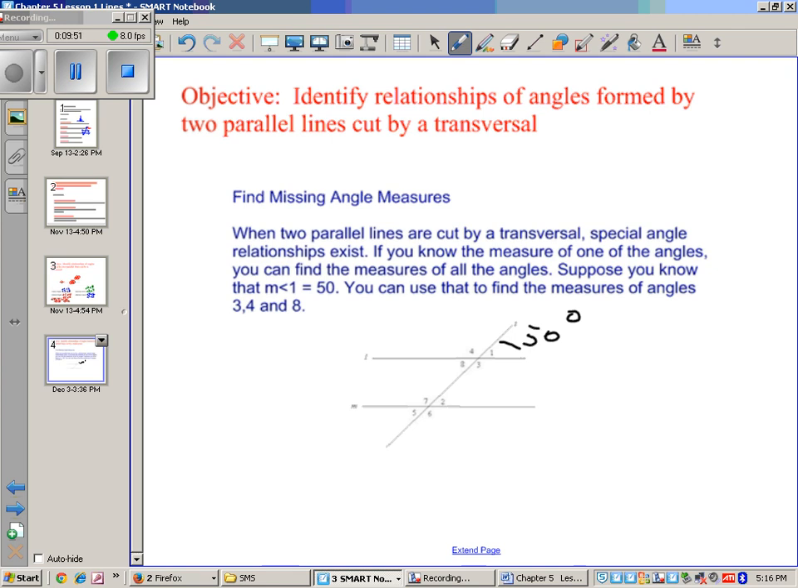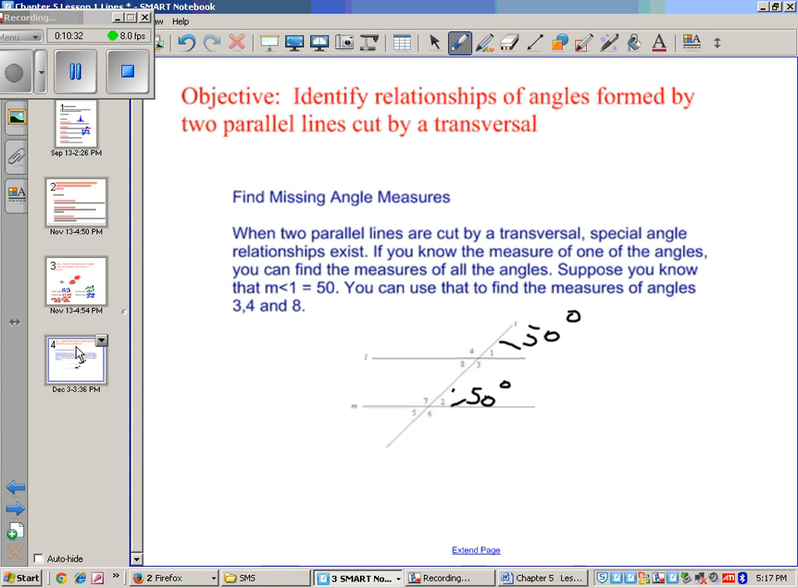With one angle measurement, we can actually find all of angles 1 through 8. Which one do we work on first? We can work on corresponding angles, which we just did. What would be the corresponding angle for angle 1 here would be angle 2. Angle 2 is 50 degrees. That's corresponding to angle 1. Angles 1 and 2 are corresponding angles. Okay, now what do we want to do to find the measurement of our next one?